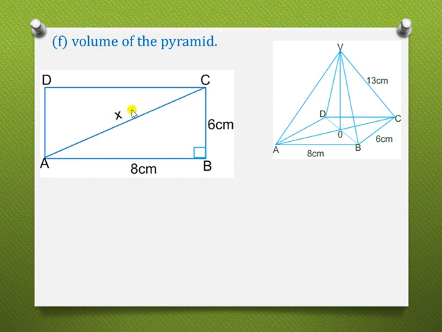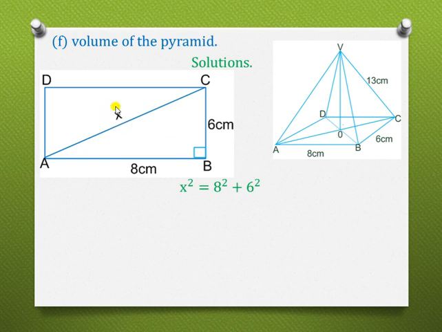Now I'm using an unknown X to represent the length AC. If you look at this critically, we shall simply use this triangle ABC, and with the use of Pythagoras theorem, we shall be able to look for the value of X. So what are we going to say? We shall say X squared is equal to 8 squared plus 6 squared.